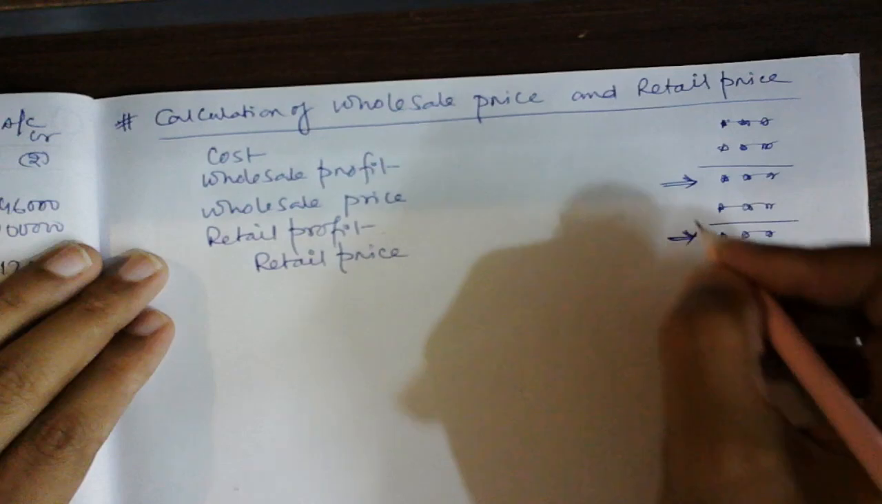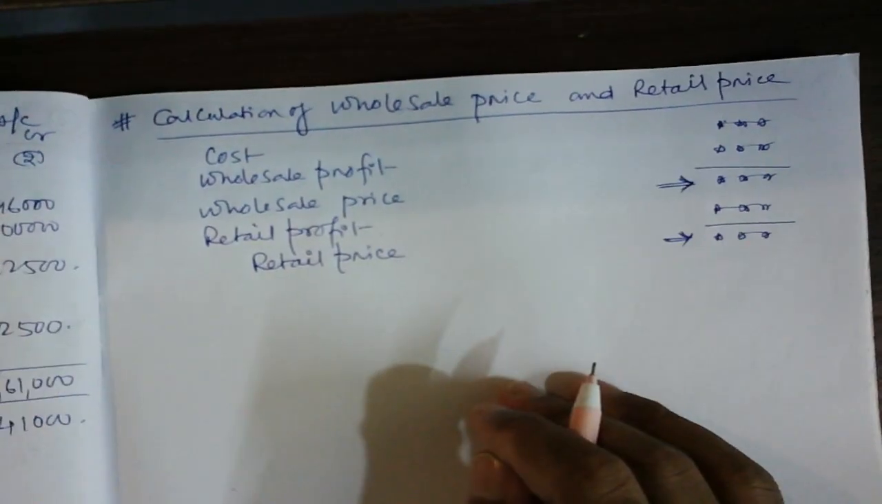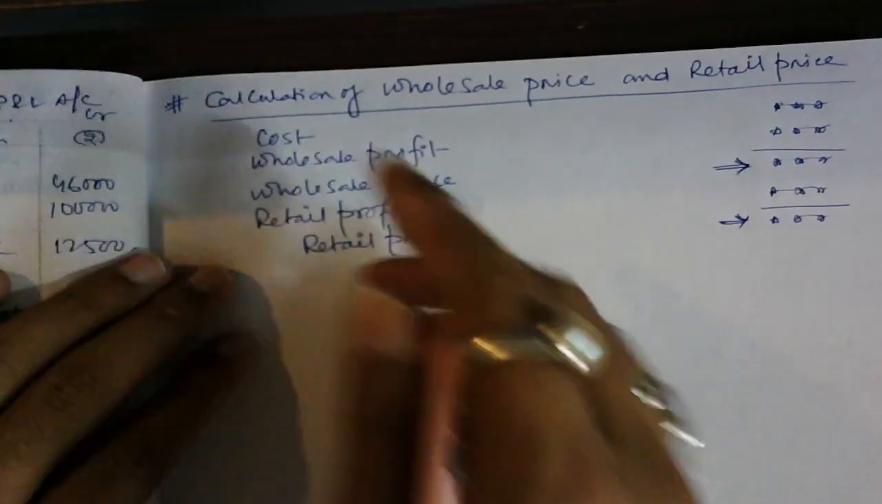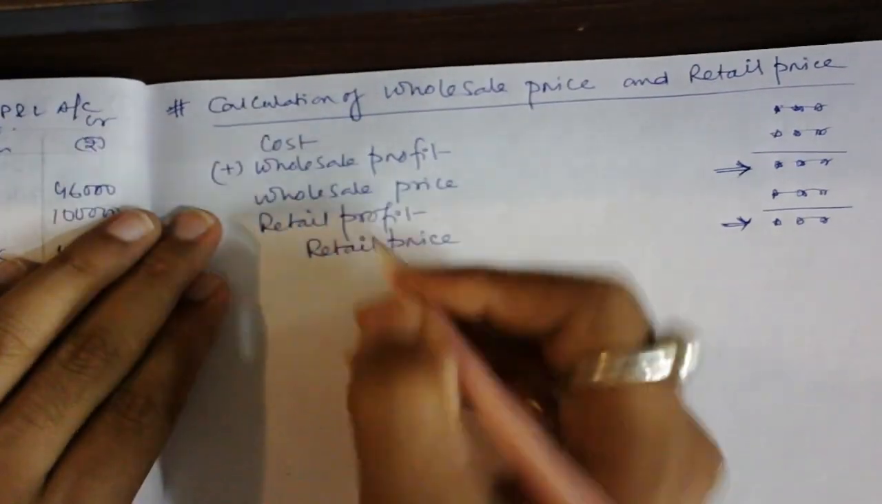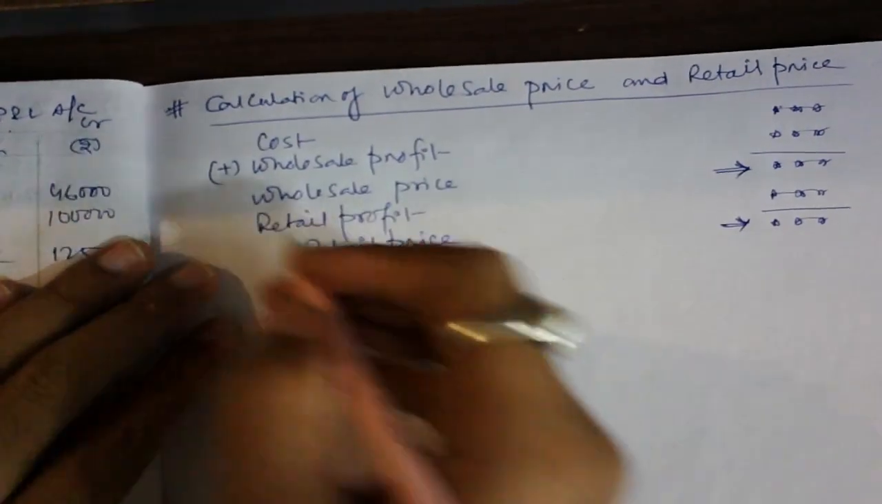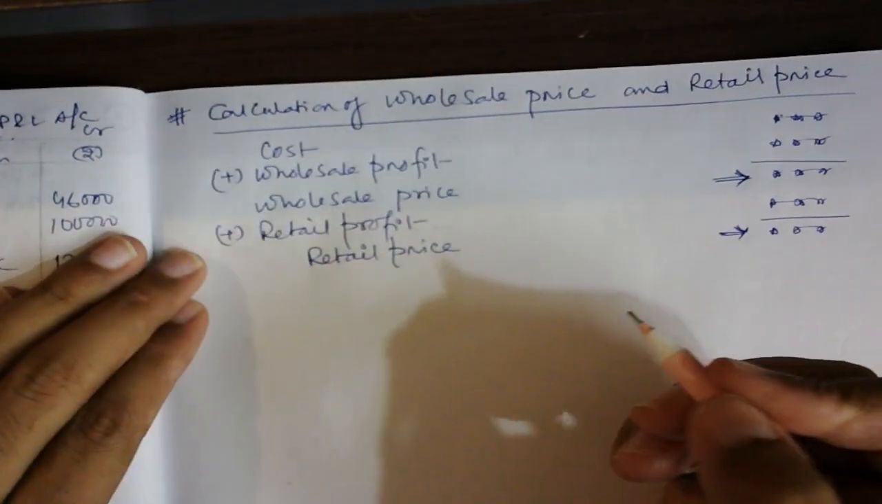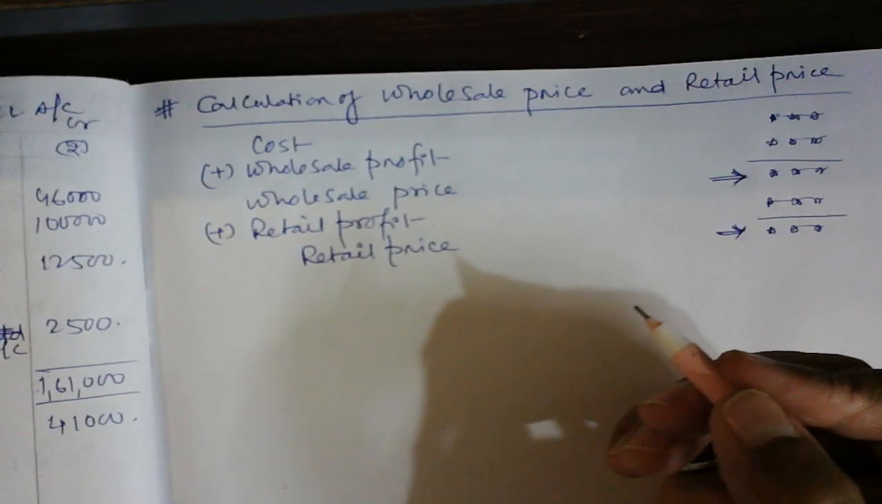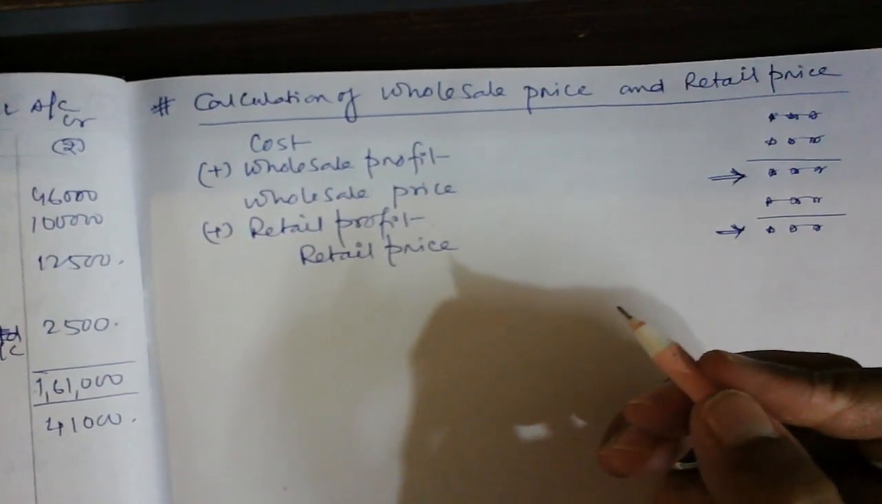Perfect, sir. So cost plus wholesale profit, we get the wholesale price, and then with retail profit we get the retail price. That is what we have done. So the calculation of the wholesale price and the retail price is the completed part. Okay, that is done.